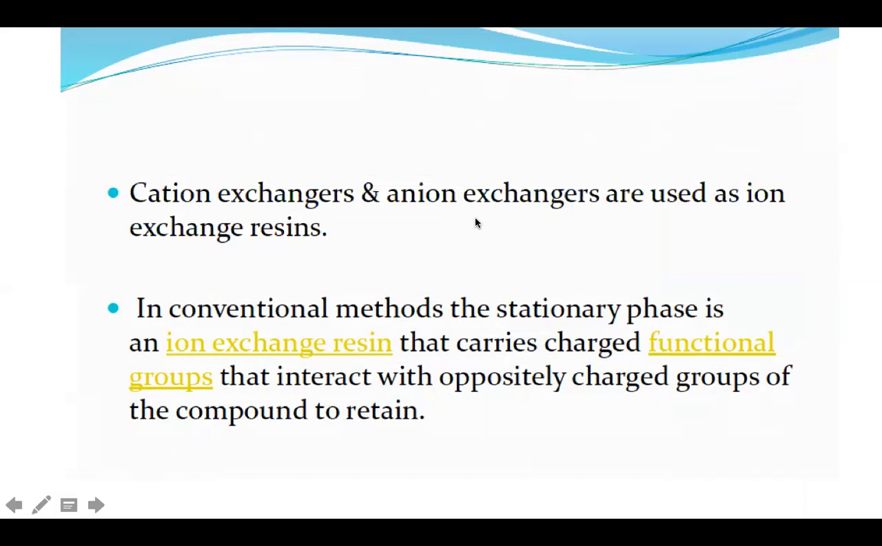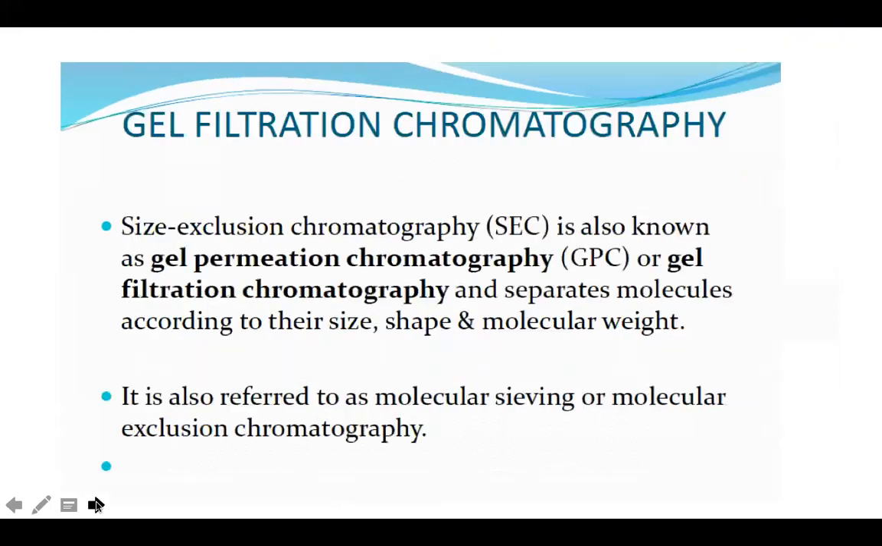Cation exchangers and anion exchangers are used as ion exchange resins. So ion exchange resins are mostly of two types: cation exchangers and anion exchangers. In conventional methods, the stationary phase is an ion exchange resin that carries charged functional groups that interact with oppositely charged groups of the compounds to retain or extract as well as to exchange the ions. As a result, the compounds move at different speeds, and you can get the separation of the mixture.